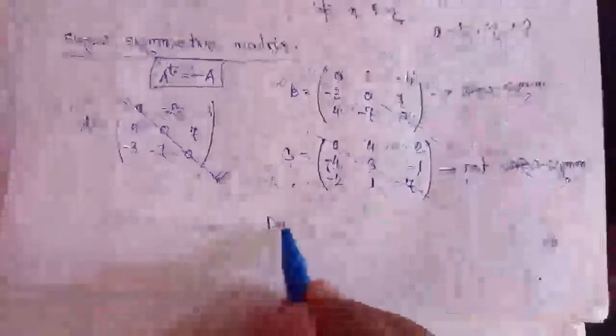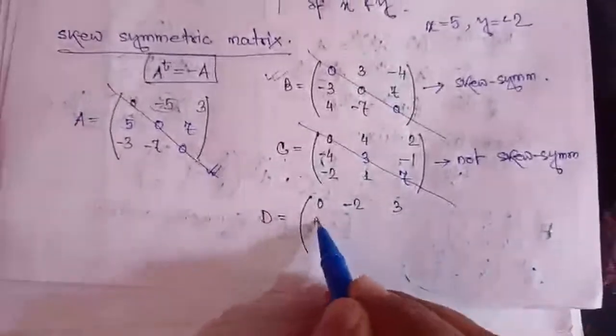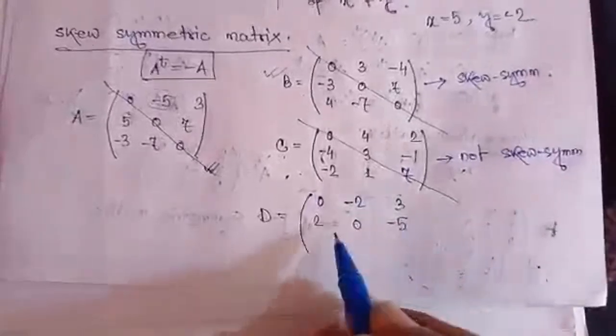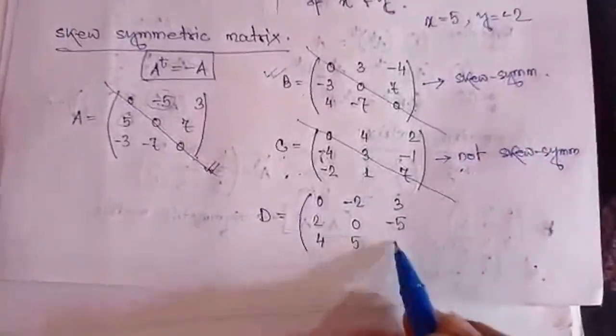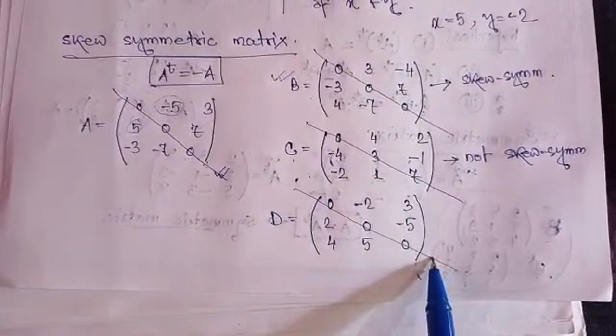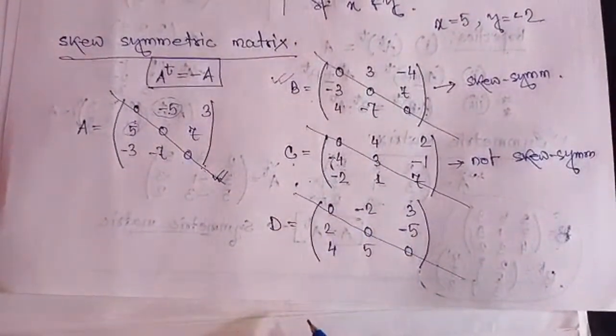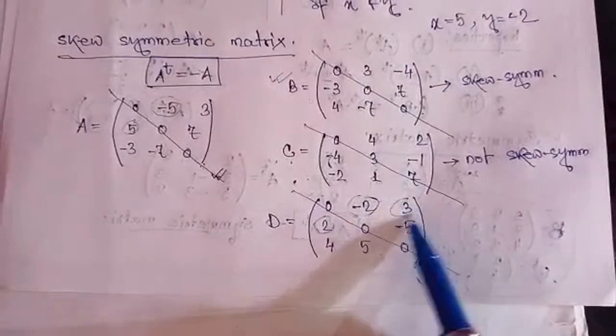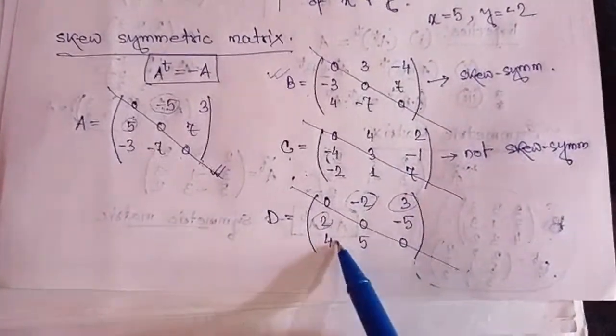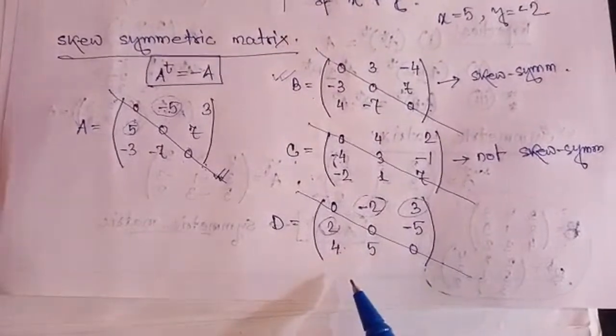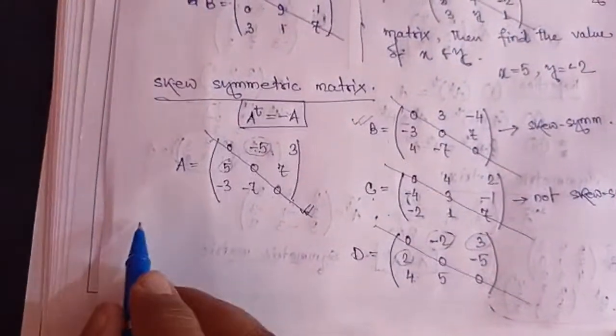One more example I am taking is the matrix D, which is 0, -2, 3, 2, 0, -5, 4, 5, 0. Suppose we are going to check whether the matrix D is skew-symmetric or not. All principal diagonal elements are 0, very good. But with respect to the principal diagonal, opposite entries should be there on both sides. Here -2, here is 2. Okay, for 3 there should be -3, but it is not there. So we can say it is not a skew-symmetric matrix. Clear?